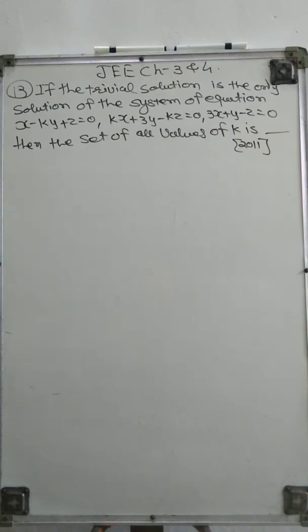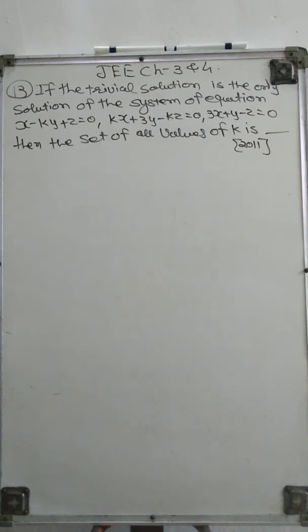13th, if the trivial solution is the only solution of the system of equations x minus ky plus z equal to 0, kx plus 3y minus kz equal to 0, 3x plus y minus z equal to 0, then the set of all the values of k is dash. This is also asked in 2011.